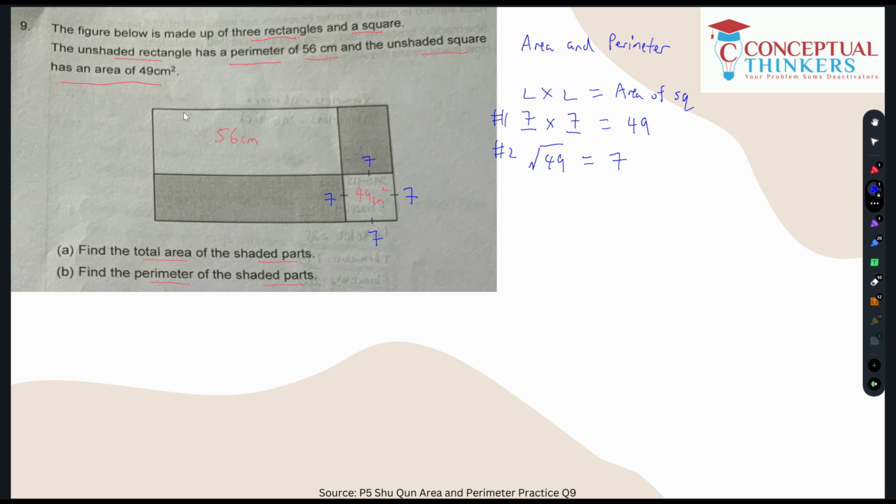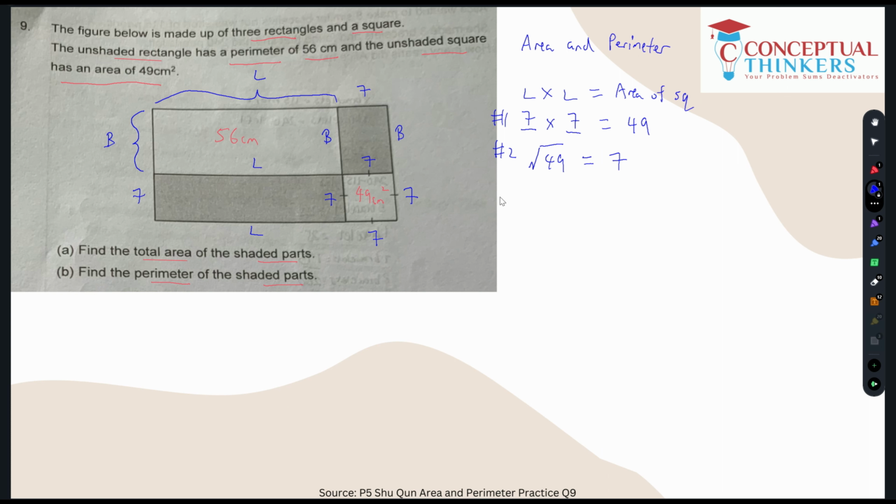So what I'm going to do is I'm going to call this length here as L. Because this is length, I use the letter L to represent. Then in terms of the breadth here, I use B to represent. Okay, so I'm going to use these 2 letters and put it inside the diagram. So this will give me L, and this will give me B. So this will be 7, this will be B. So this will be 7, and this will be L.